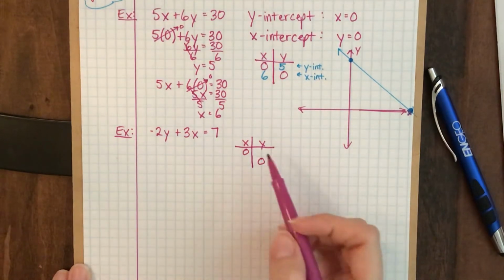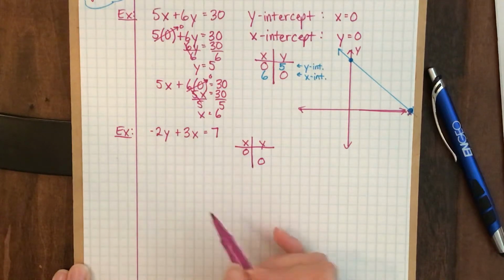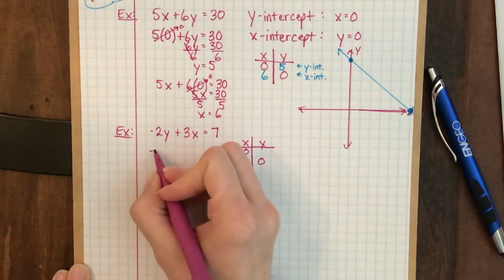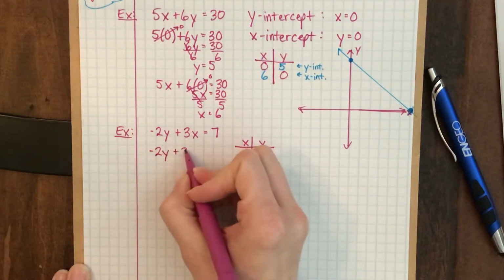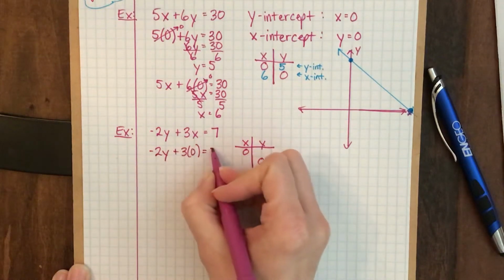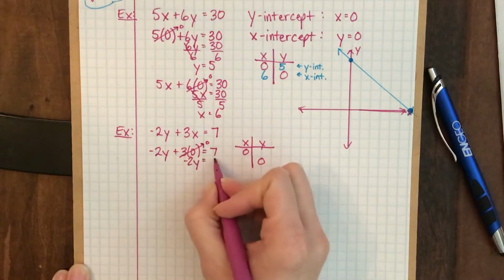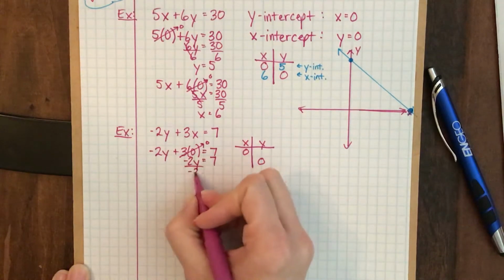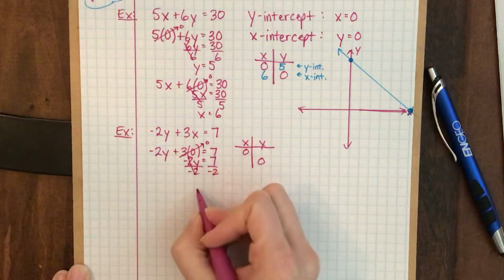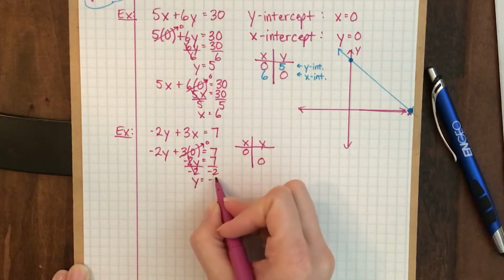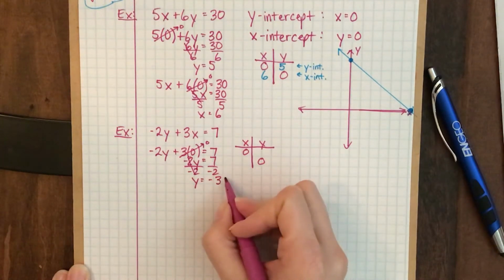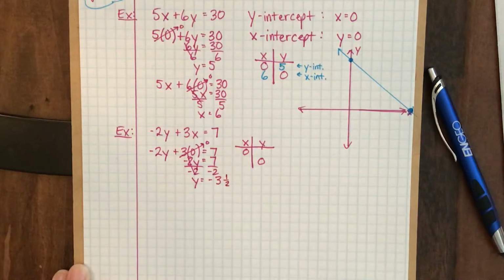Okay, so first things first, we're going to plug in 0 for x. So this is going to be negative 2y plus 3 times 0 is equal to 7. This goes to 0, so we have negative 2y is equal to 7. Divide both sides by negative 2, and we get that y is equal to negative 3 and 1/2.